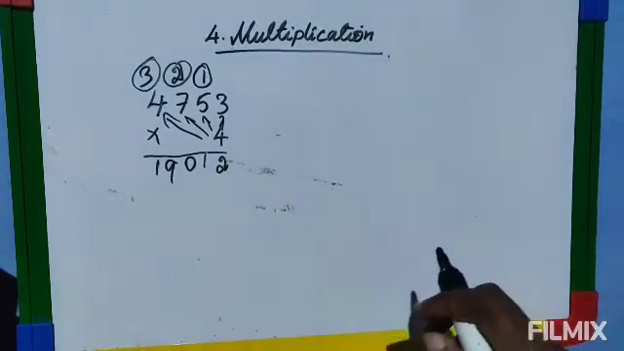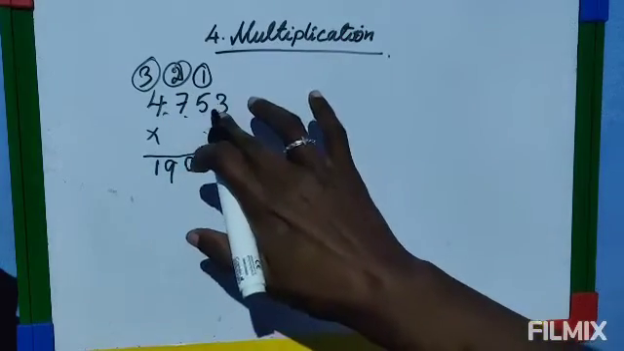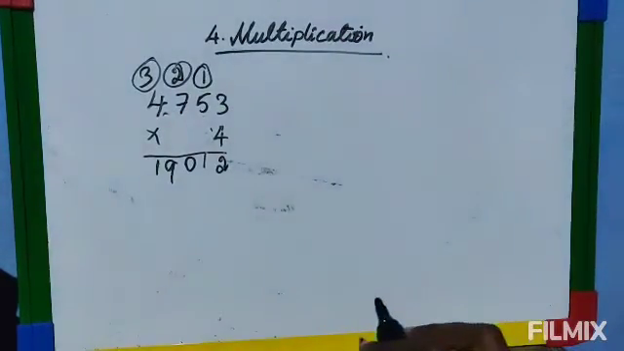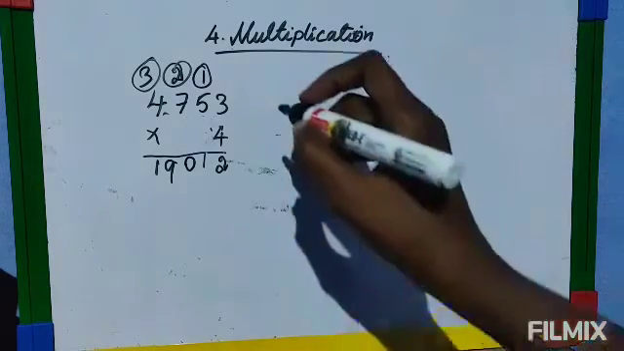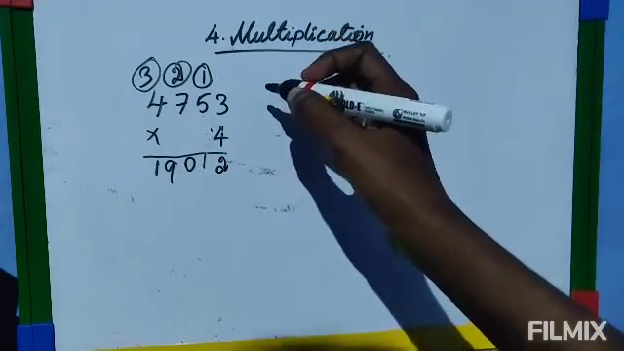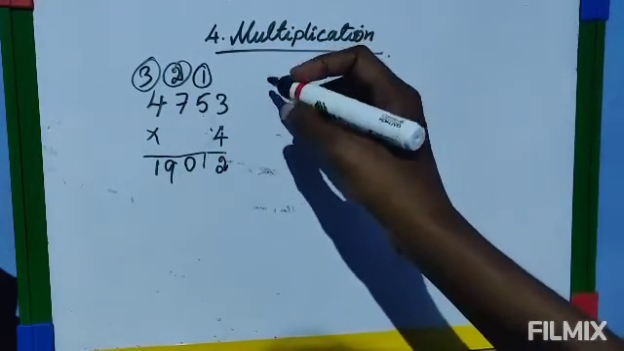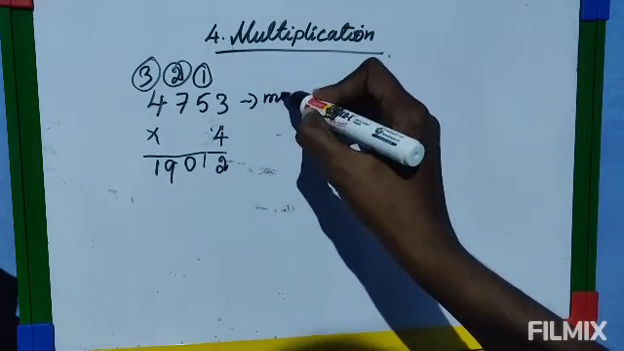Okay, in subtraction also you learned the top number is called the minuend, the second number is called the subtrahend, then the answer is called the difference. Again in addition the adding numbers are called addends, and the answer is the sum. The same way here in multiplying also, the number which you are going to multiply is called the multiplicand.